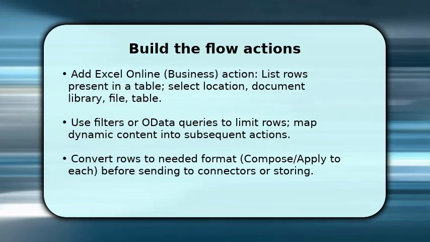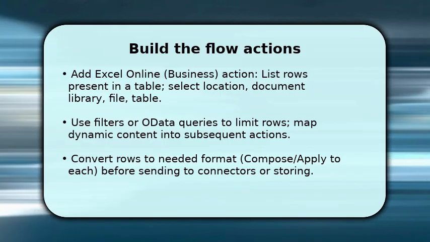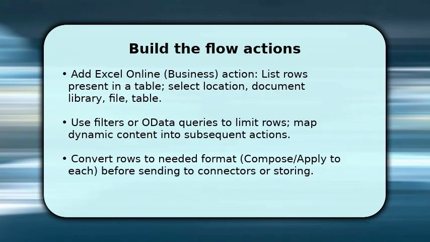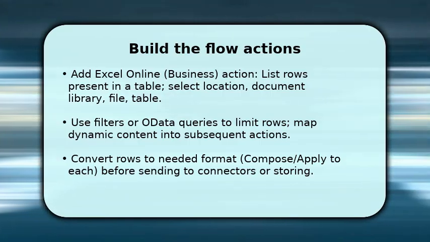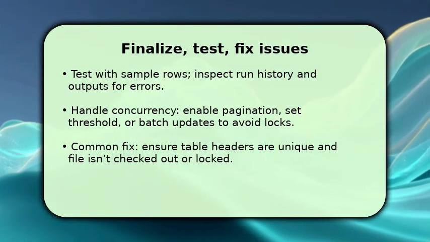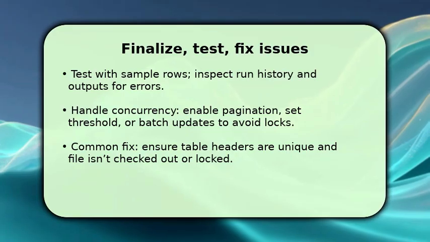Make sure to add an apply to each if multiple rows are returned, and optionally use OData filters to reduce payload. Then transform each row with compose or expressions to match the schema of downstream connectors. Finish by testing the flow end-to-end using representative rows. Then examine run history to verify outputs and error details.